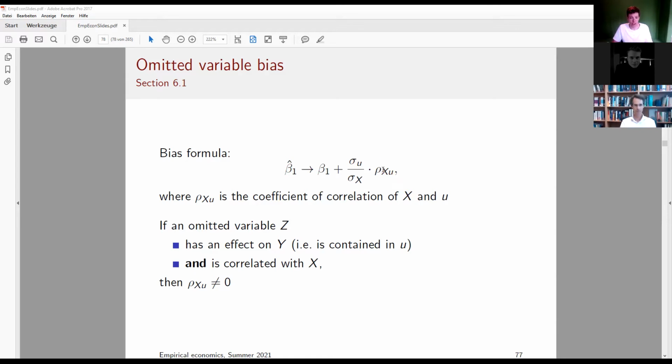So if this correlation coefficient is positive, then the effect that we estimate is larger than the actual effect. And if the correlation is negative, then the effect we measure is smaller than the actual, or the true, effect is. And only if this correlation is 0, so the thing we assumed in the first assumption, then we have no omitted variable bias.